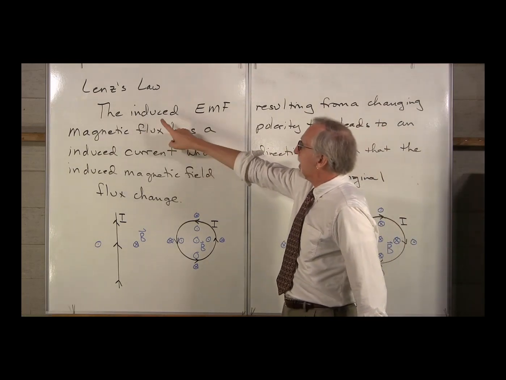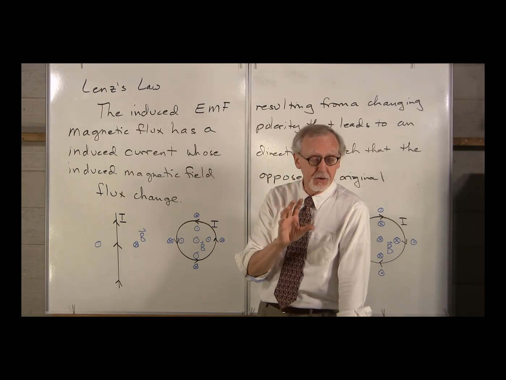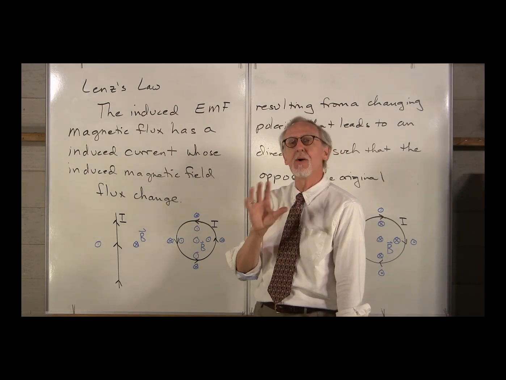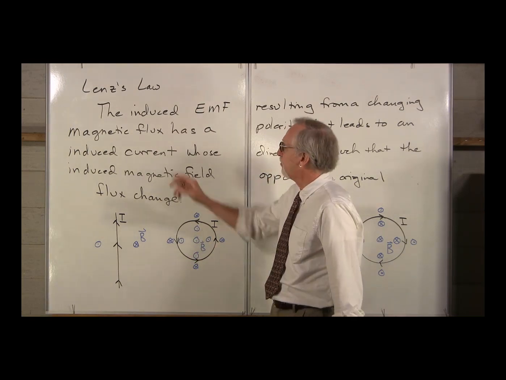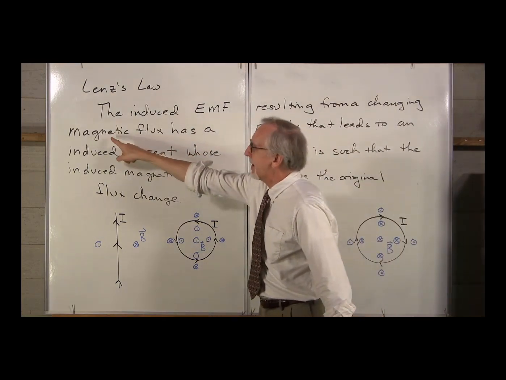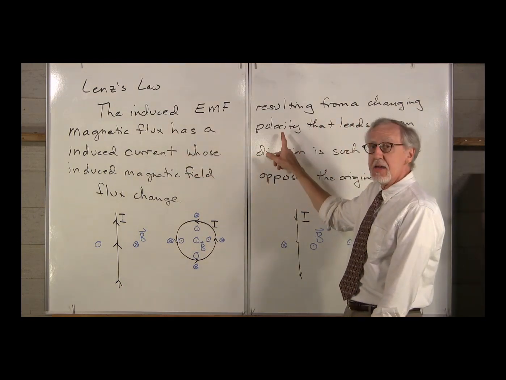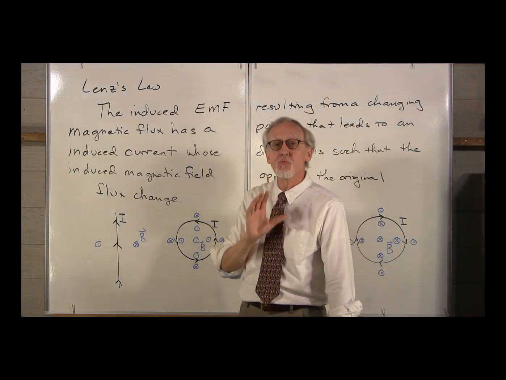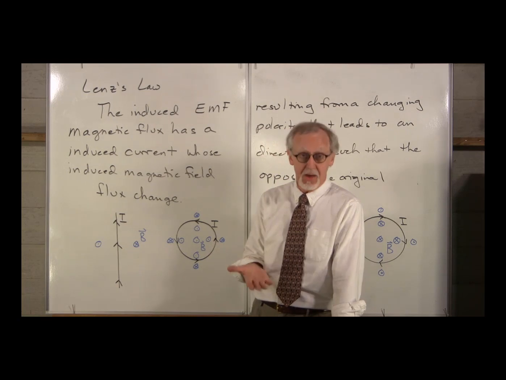So, Lenz's law, the induced EMF. We know that a changing flux creates an induced EMF. So the induced EMF is the EMF around the loop that is created or induced by the changing flux. The induced EMF resulting from a changing magnetic flux, we're all set so far, has a polarity. Here is the statement telling us the direction. Lenz's law tells us the direction of the EMF.